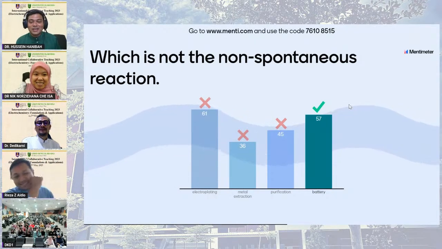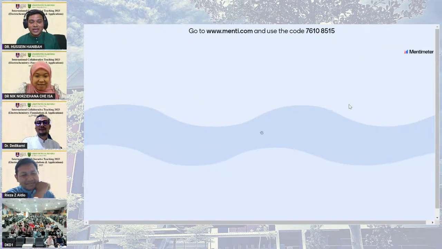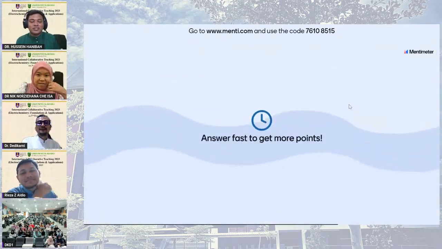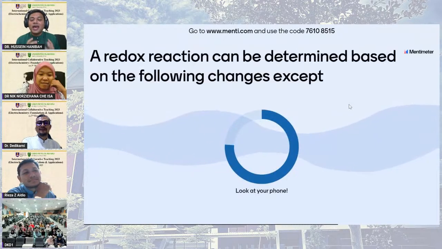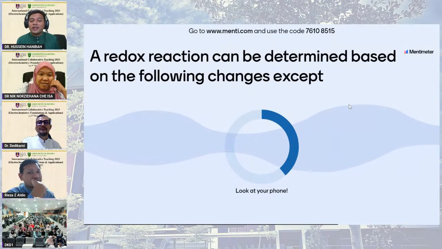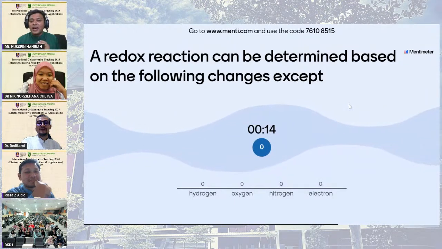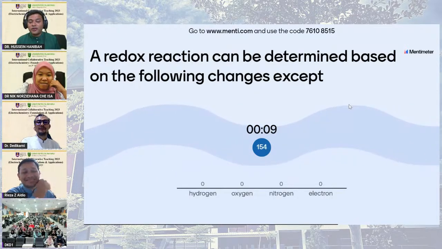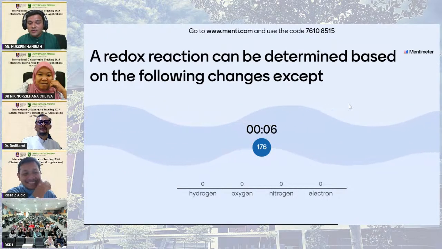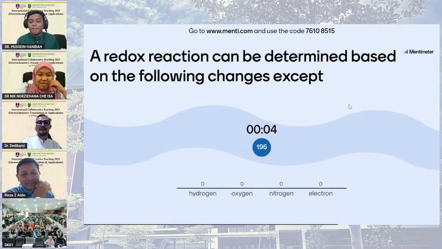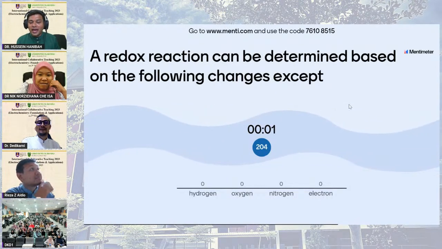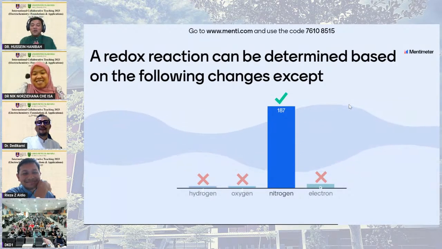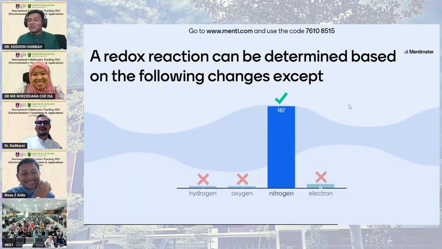Okay, that's good. And next one, Dr. Nick. We have two more questions. Get ready, students. This is your last chance to get some prizes. A redox reaction can be determined based on the following changes, except, which is not true: hydrogen, oxygen, nitrogen, electrons. Go. Hurry up. And the end. This has been voted. The answer is nitrogen. Very good. Most of you wrote the right answer. Excellent.